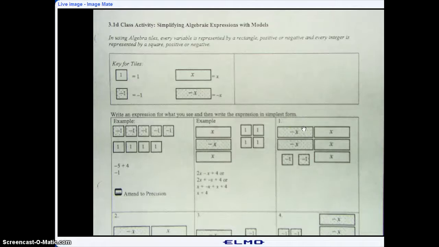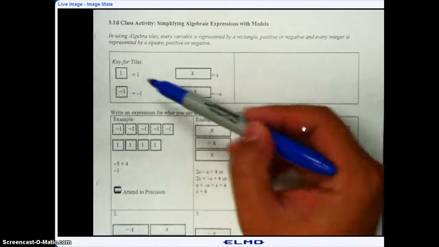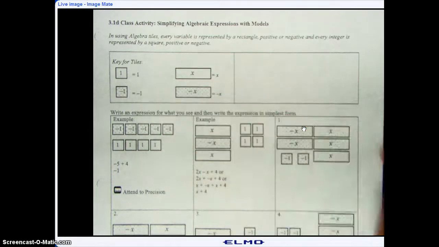This is the homework for tonight. It's on sort of getting started with simplifying algebraic expressions. What we're going to be doing is talking about something called algebra blocks, and I have some of them here.